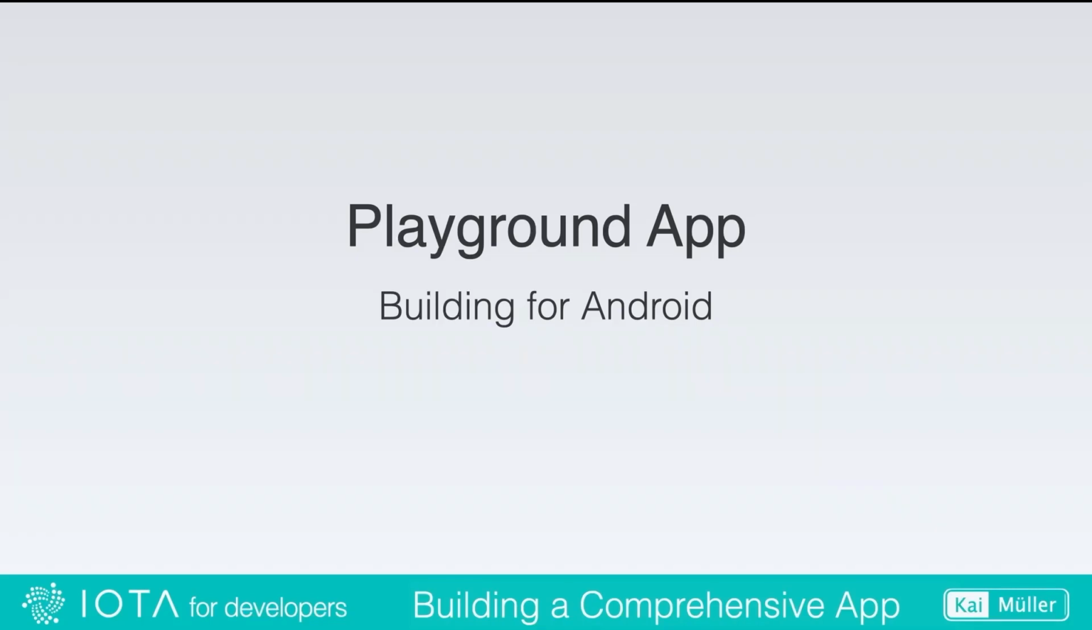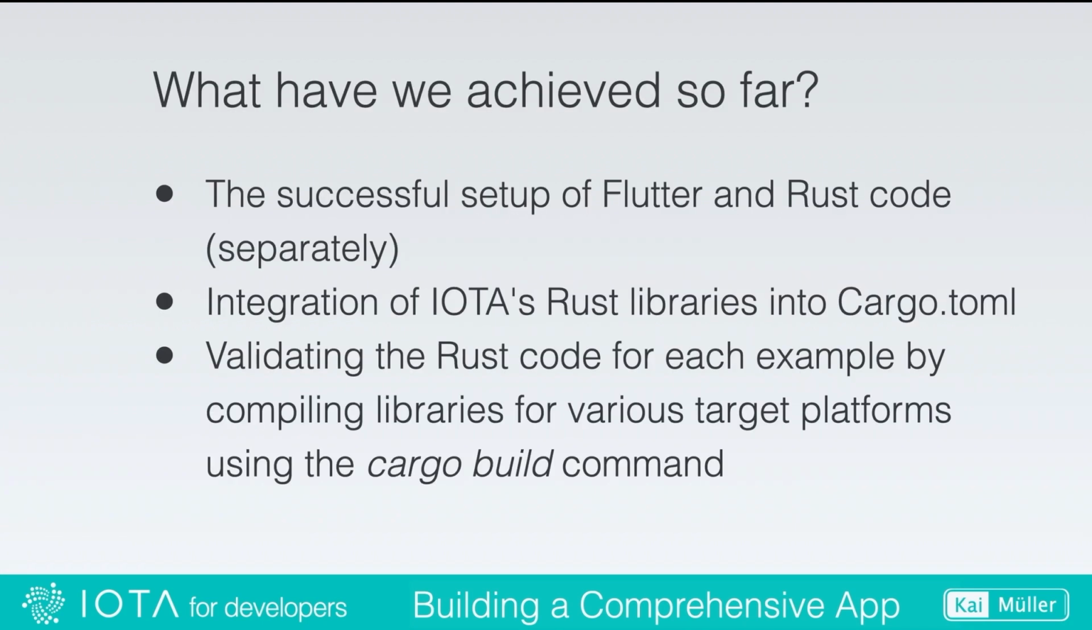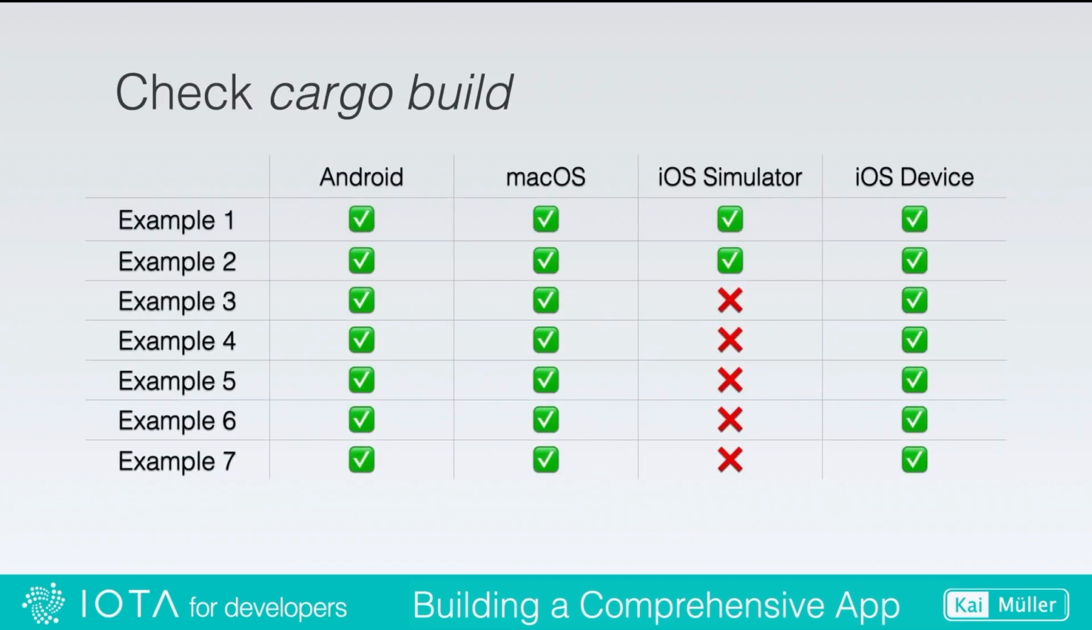Hey there! In this video I'll be completing the development of the Playground app for Android. We've made great strides by setting up the Flutter app and defining the Rust API for our backend. Crafting the Rust code involved leveraging various IOTA libraries simultaneously. To ensure robustness, we manually cross-compiled the API code for different target platforms, uncovering issues where they exist. As a result, our code is operational for the majority of targets.